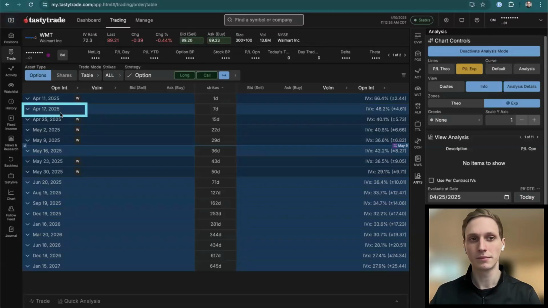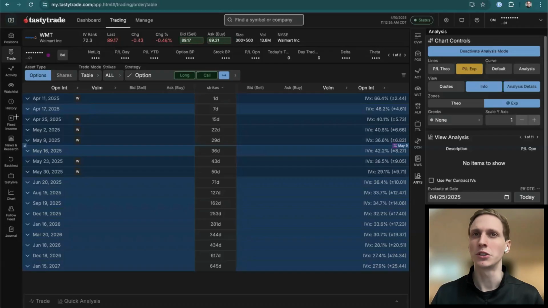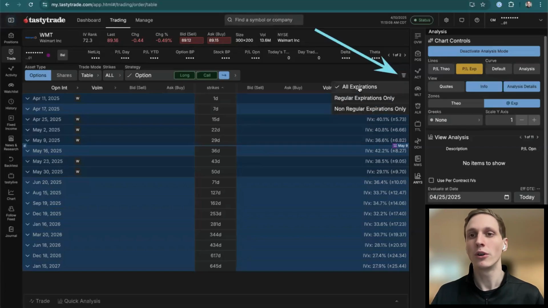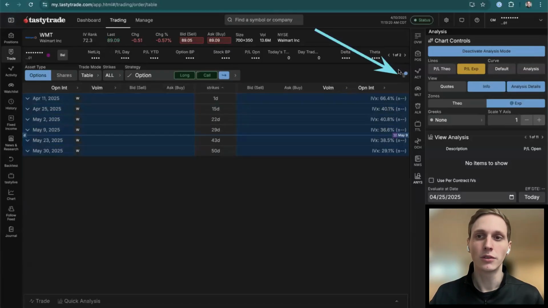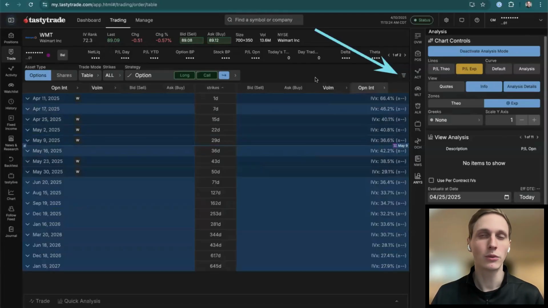If you don't see the weeklies and you want to trade them, especially for those of you that like to trade 0 DTE options or short-term options, you can go in the top right here, click on this little expand icon. Just make sure that you have all expirations selected. For example, if I were to just go regular expirations, that's just looking at the monthlies, you'll no longer see those W's in the weekly expirations. Also, if we go non-regular, we can just see all the weekly expirations only. In this case, we just want to look at all of them.